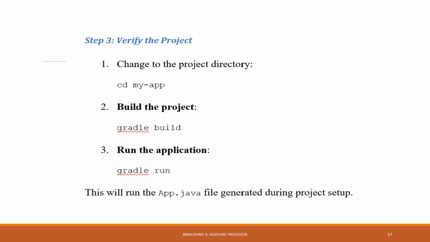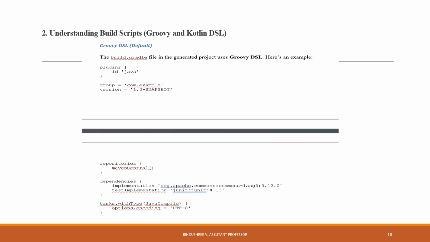After that, to actually run this, you can use gradle run. Gradle executes the tests in a separate Java virtual machine, isolated from the main build process. Why? Because this prevents classpath pollution and excessive memory consumption for the build process. It allows you to run the tests with different Java virtual machine arguments than the build is using. And this will run the App.java file generated during the project setup.